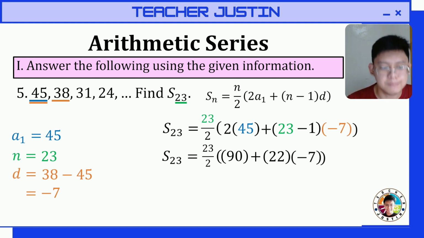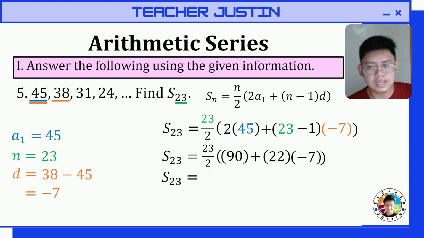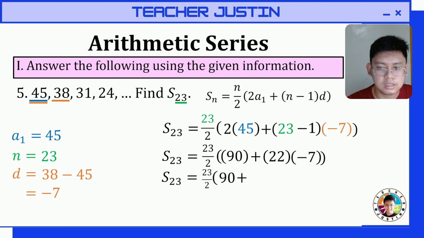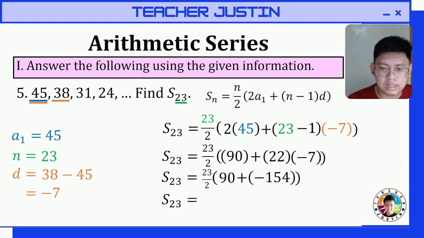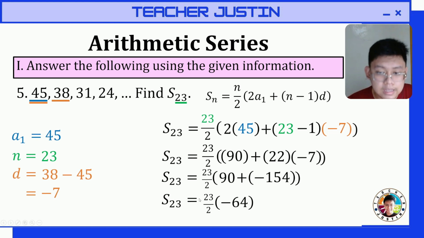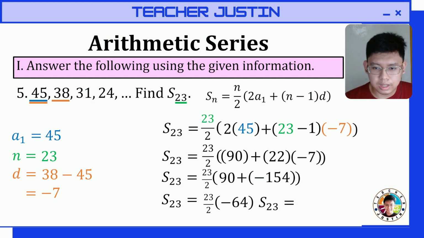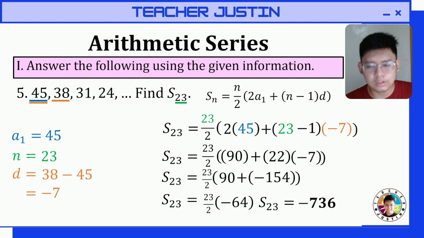Okay, let's simplify it further. S sub 23 is equal to 23 over 2 times the quantity 90 plus, so 22 times negative 7 will give us negative 154. So let's simplify it further. So S sub 23 is equal to 23 over 2. Tapos, add natin 90 plus negative 154. That will give us negative 64. So, let's multiply 23 over 2 and negative 64. That will give us S sub 23 is equal to negative 736.